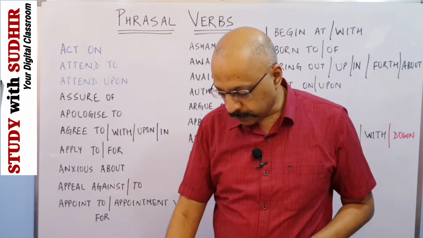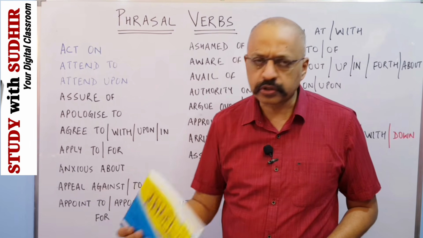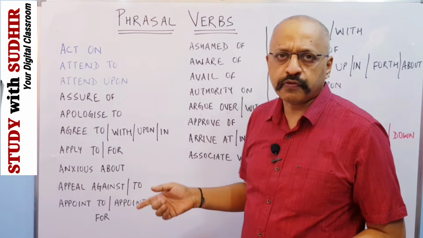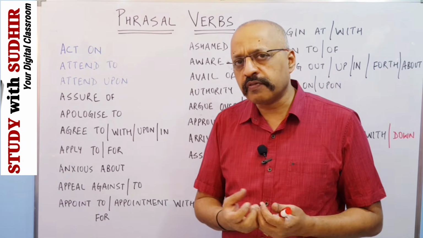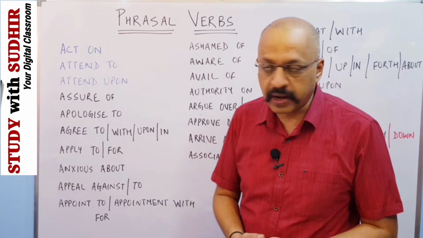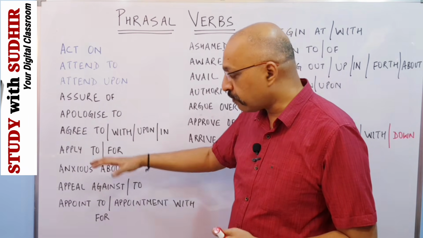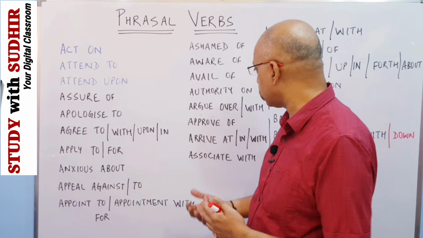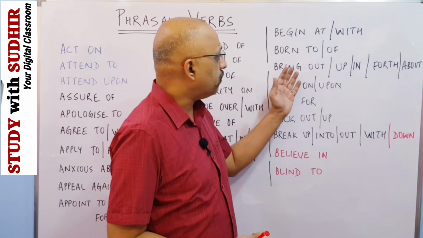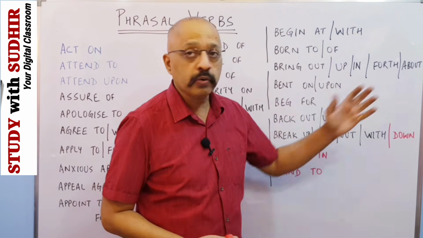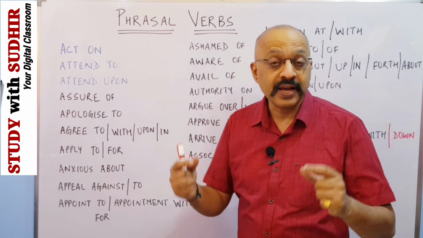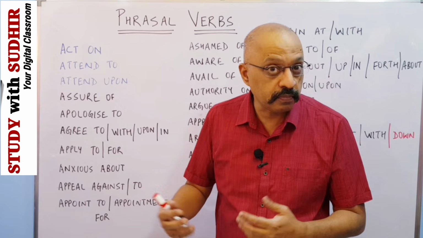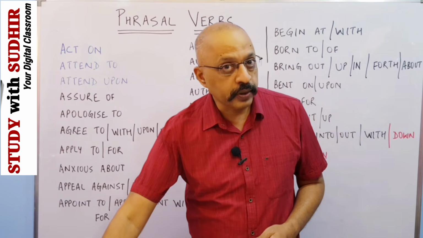Now, I was looking at this book, Total English, which is a highly recommended book, and it's a pretty good book. But when it came to phrasal verbs, I realized that it was not a very comprehensive list, because for many of the phrasal verbs, they had put only one option, whereas in many cases, like for instance, you see here, bring out, up, in, forth, about, there are at least 5 different prepositions that can be used with a verb like bring, each one of them having a different meaning. So I'm not going to be following this particular book.